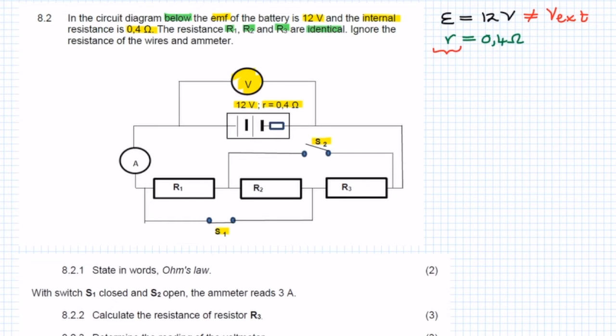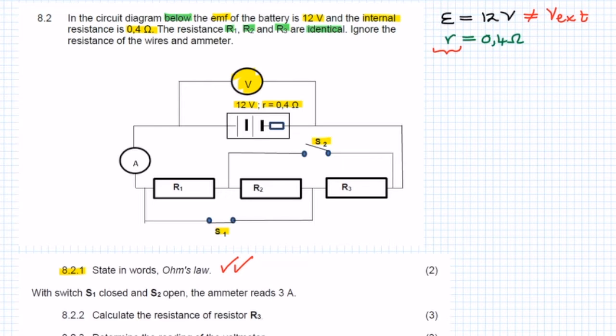Question 8.2.1 says, state Ohm's law. We say that Ohm's law states that the potential difference across a conductor is directly proportional to the current in the conductor at constant temperature. For writing that down, you're going to obtain 2 marks. I'm going to read that out again. We say the potential difference across a conductor is directly proportional to the current in the conductor at constant temperature.